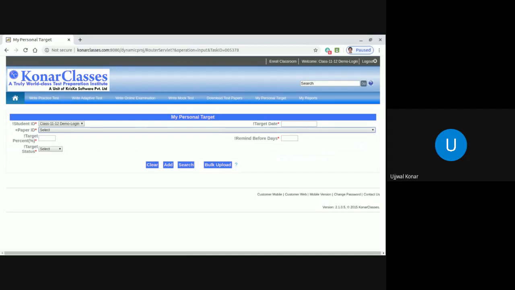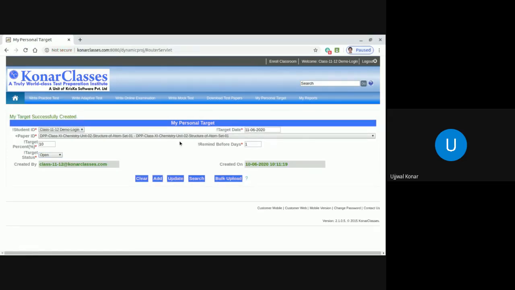Got my point, what I'm talking about? So from here you can find the structure of atom. Yes, structure of atom, right? DPP. These DPP I am going to solve by tomorrow, and I want to achieve 100% here. And for the reminder, one day before, you can write. Okay, means it will give a reminder over email that you need to appear for this paper and target status is actually open. And you can just set add. Why is it so, dear students? Because in batch one thing is going on. But apart from batch, you can have your own target. Correct? Because in batch something else is going on.